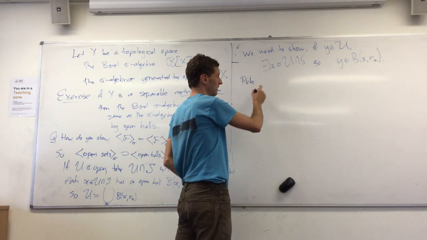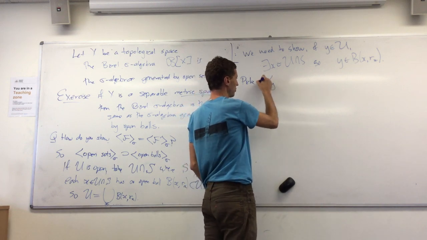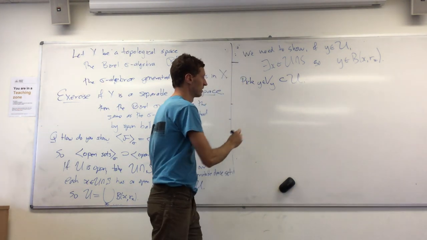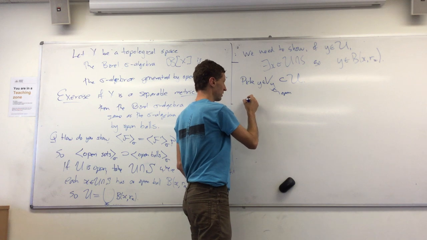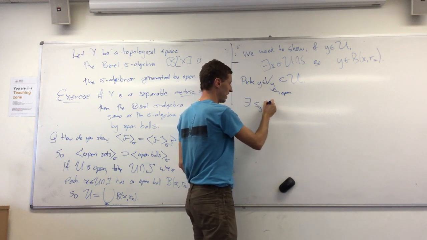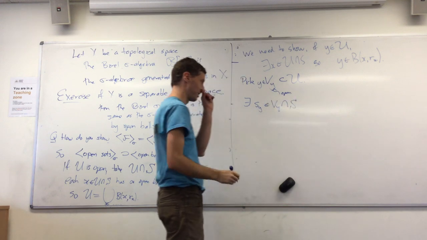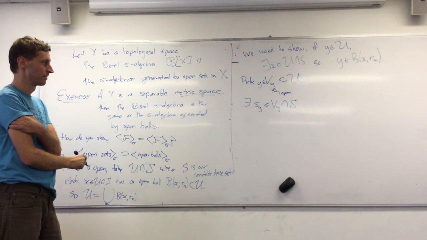I think we can pick a neighborhood VY, which is sitting inside U. Okay, so we'll pick Y and VY sitting inside U. And VY must intersect with S. So there exists some SY inside VY intersect S. I certainly agree we can do that. Yeah, and then just pick that neighborhood.